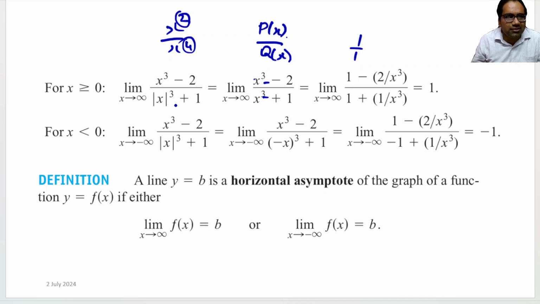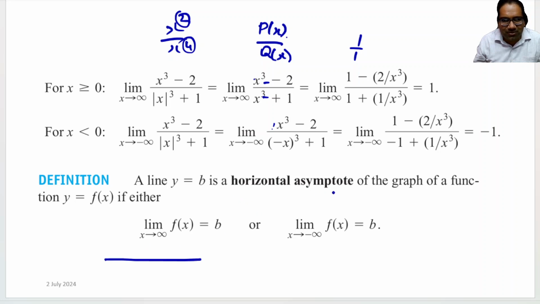Now, when x is less than 0, this equation turns out to be minus x cube, right? The absolute value of x cube is minus x cube. Then what is that? Then 1 by minus 1. So these two are the horizontal asymptotes. Okay, we earlier also discussed what a horizontal asymptote is. That means a line, and first of all, this should be a horizontal line, right?